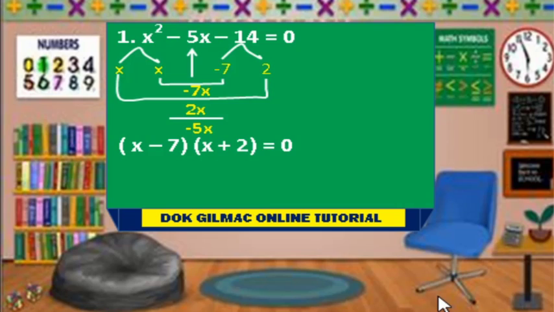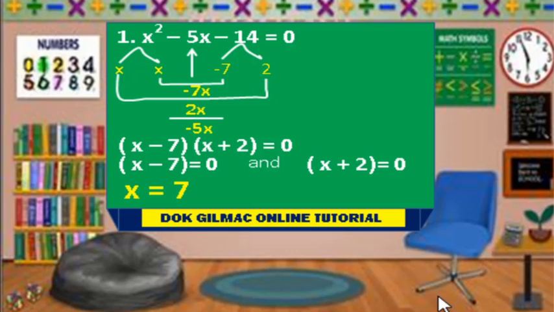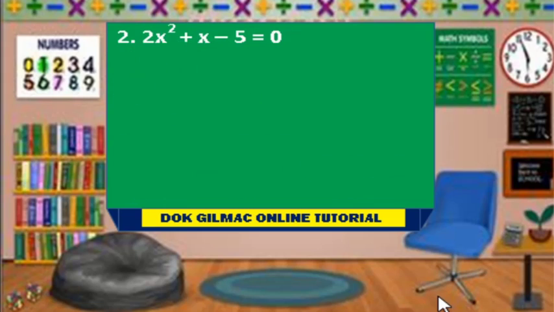Applying the zero product property, we have x minus 7 is equal to 0 and x plus 2 is equal to 0. So from here, we have the values of x. x is just equal to 7 and x is just equal to negative 2. Consider example number 2. 2x squared plus x minus 5 is equal to 0.